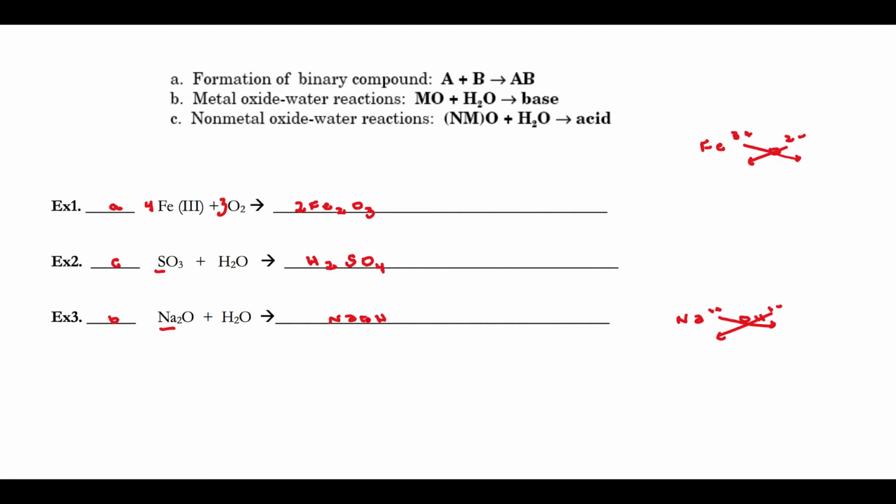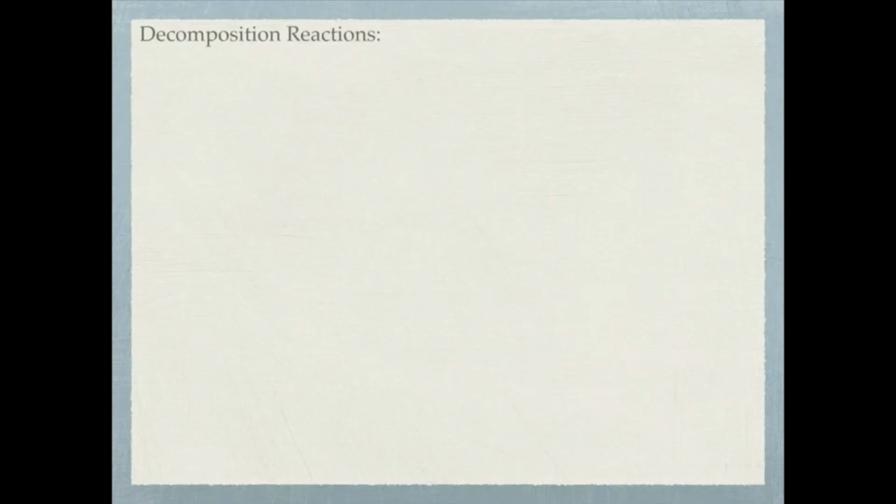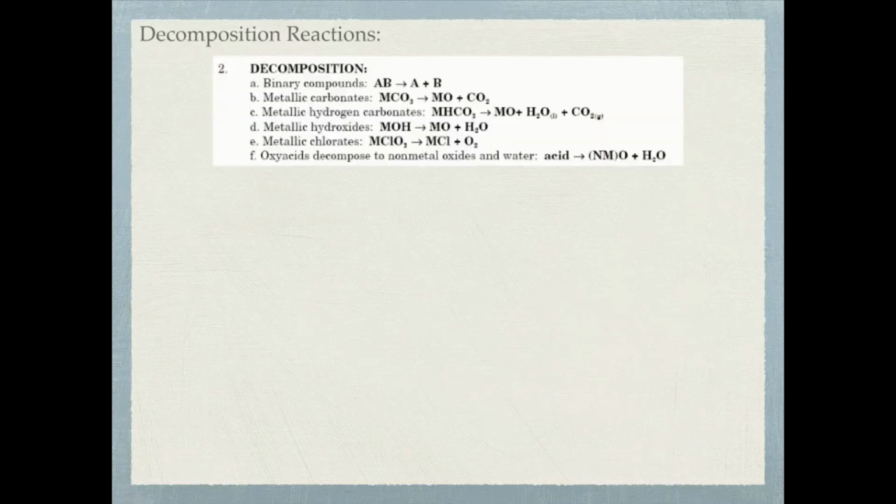I need to now balance. So I've got 2 sodiums here, 1 sodium here, so I'm going to put a 2 in front here. That gives me a total of 2 oxygens here. I've got 2 oxygens here, and 2 hydrogens, 2 hydrogens. I'm balanced. Now let's look at decomposition reactions. Decomposition reactions are exactly how they sound. You have one compound, which is going to be breaking apart into other compounds. And there's a nice long list of decomposition reactions, so let's look at them.